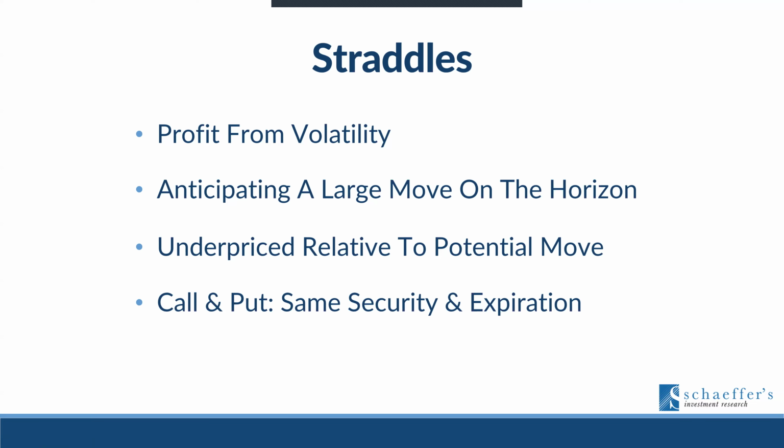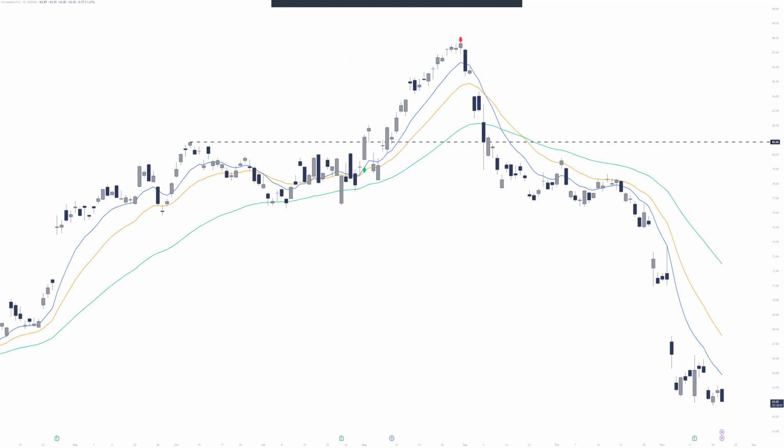Straddles. This is the profit from volatility, anticipating a large move on the horizon, underpriced relative to a potential move, call and put, same security, and expiration. All right, so we were playing the AZN. You'll see here the green. This is buying. Our trader was buying the 81 strike for August 30th.